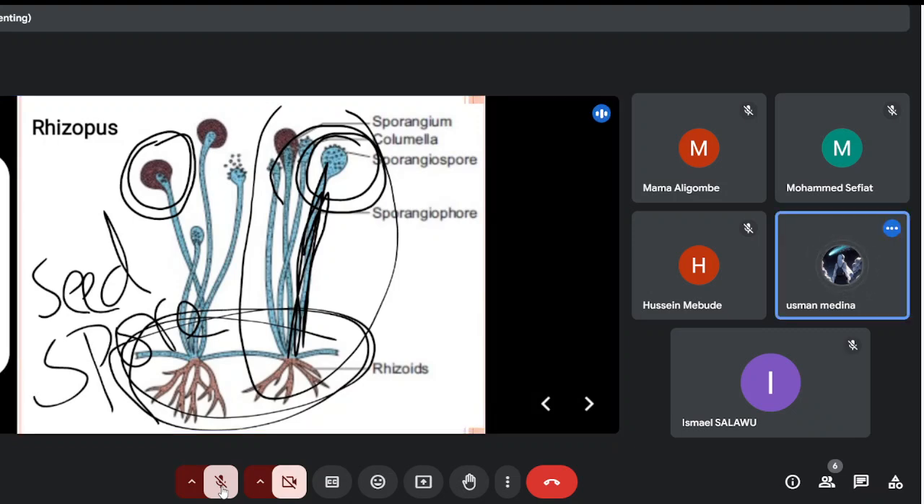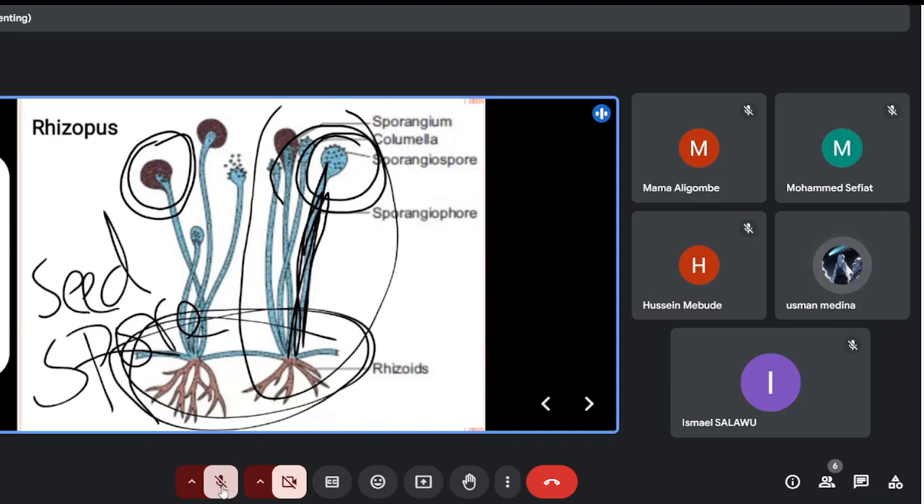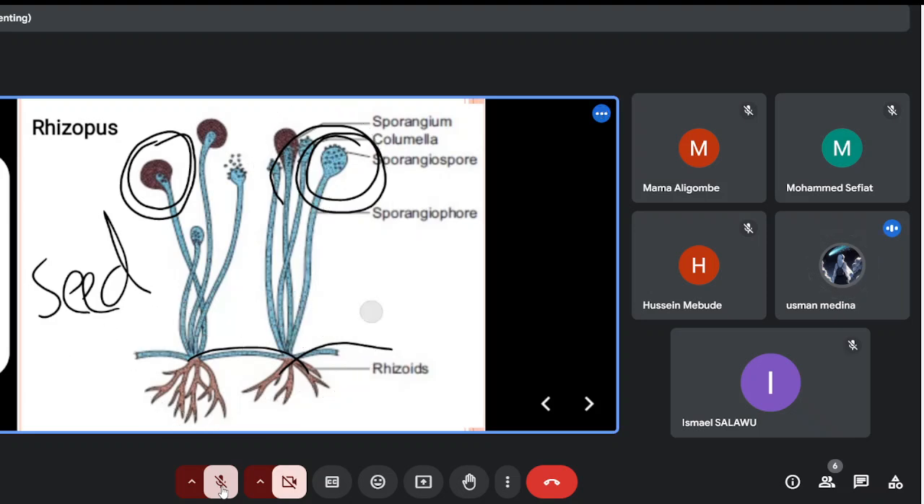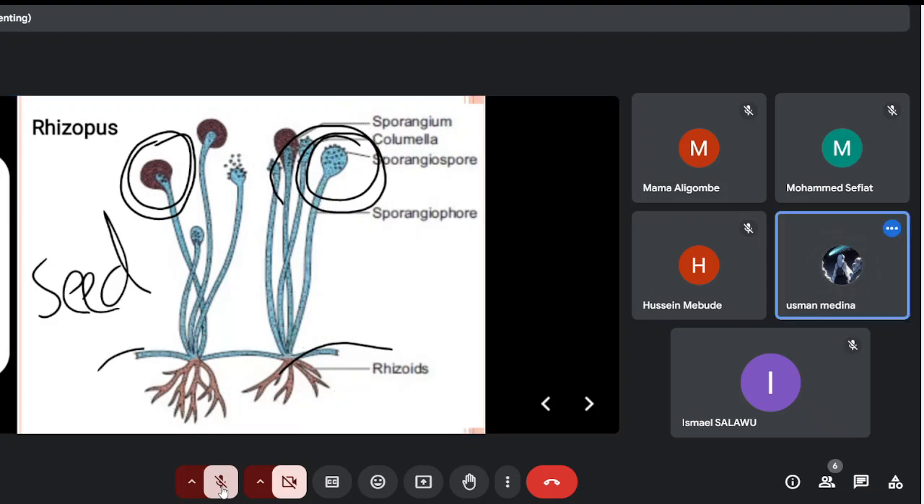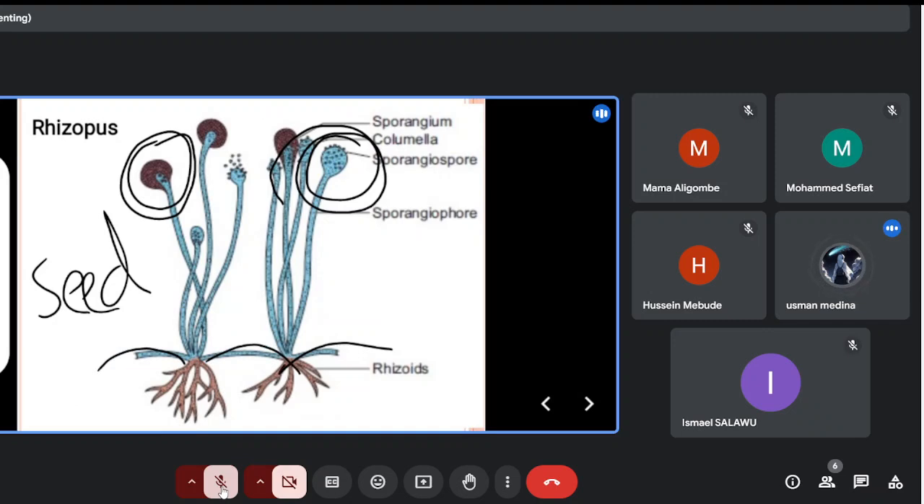Yes, the hyphae. The hyphae are their reproductive structure too. They continue to extend, like the stolon in strawberry is their hyphae. This structure here, sorry, let me erase. So you should be able to identify the hyphae as well.